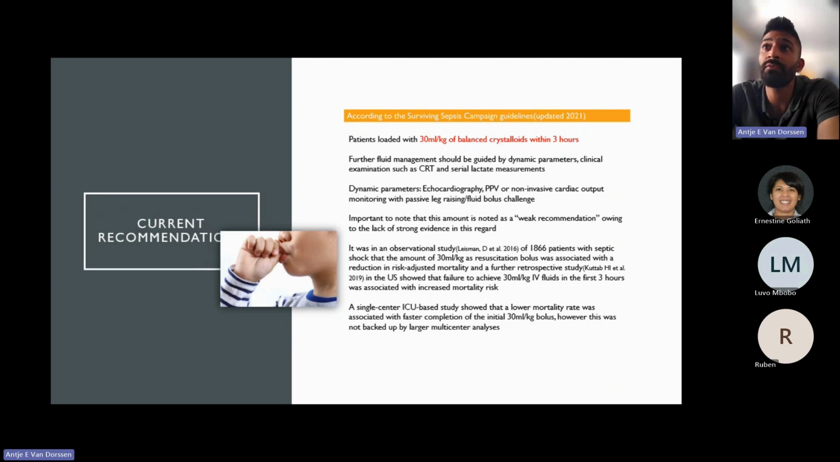And then a further retrospective study in the United States later on used that value and showed that failure to achieve a level of 30 mL per kilogram IV fluids in the first 3 hours was associated with an increased mortality risk. And then another single center ICU-based study showed that lower mortality rate was actually associated if you could complete that bolus in a faster amount of time. However, this wasn't backed up by further larger multi-center trials.